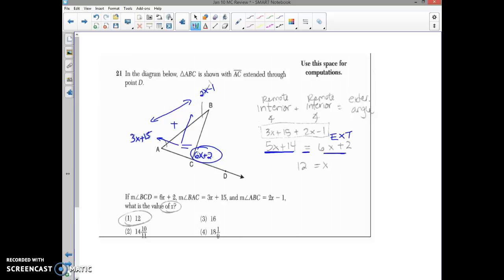Now it's just a matter of your algebra kicking in. Subtract 5x, subtract 2, so x equals 12. Again, be very careful with these questions. Make sure they're asking you for x or to substitute in to find something. In this case, they're asking you just simply for x, so we are done.